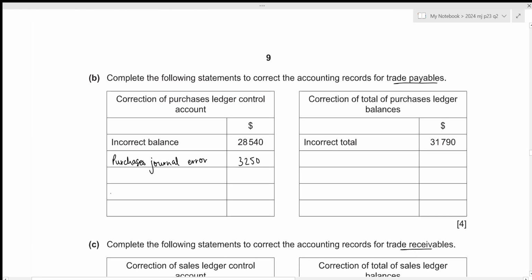And we can record it as error of original entry. So error of original entry will be 990 on this side as well as this side.